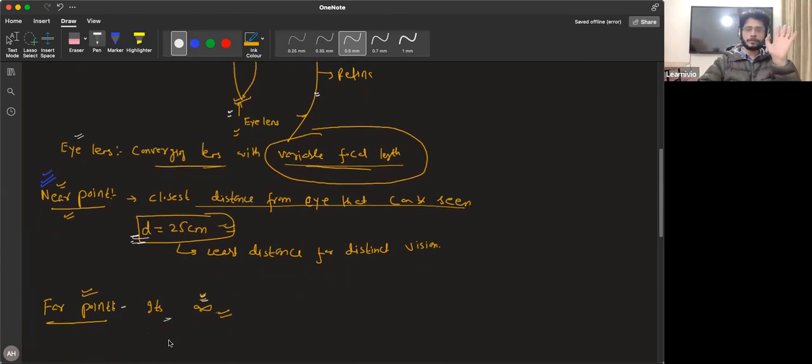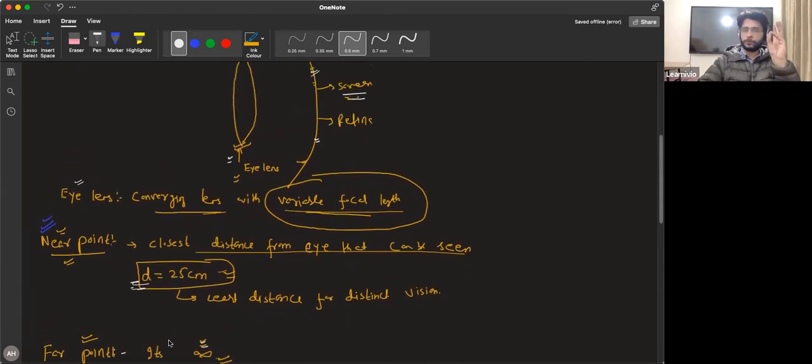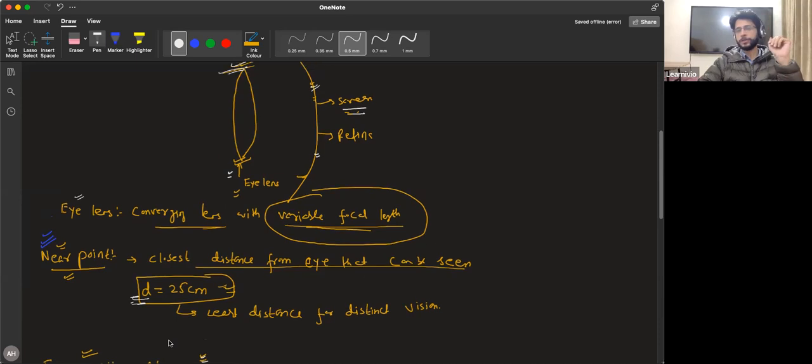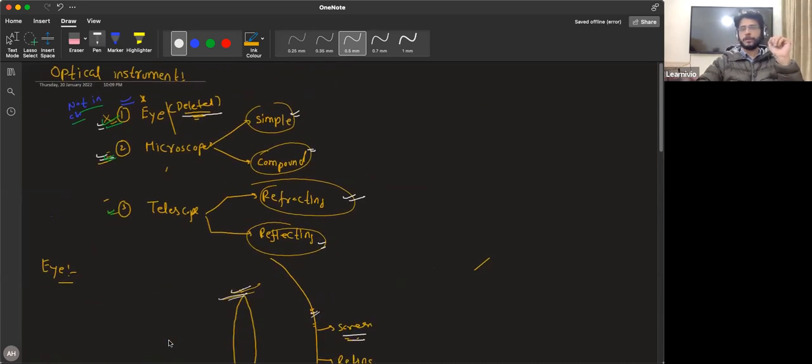So for the eye, this much you should know: the eye lens is a convex lens with a variable focal length. Image is obtained on the screen. The near point for a normal eye is represented by D and it's 25 centimeters, and the far point is infinite. Please note it down. Then we'll start with the very first instrument, which is the simple microscope.